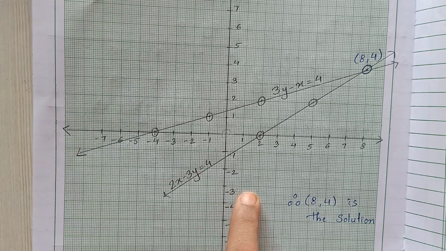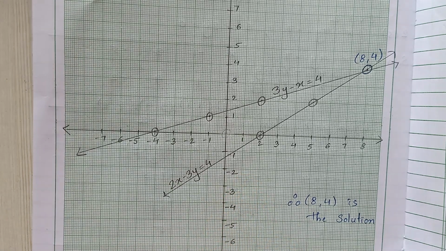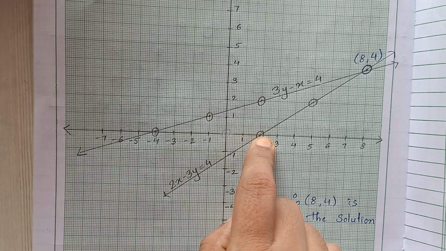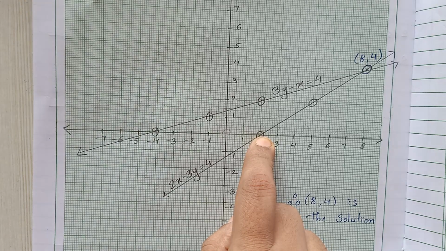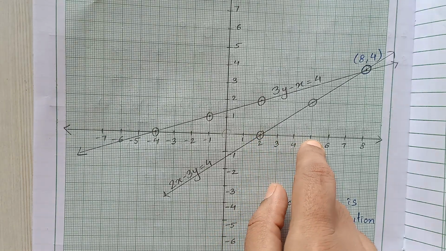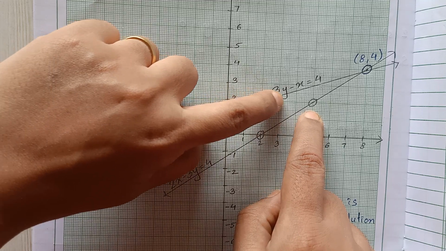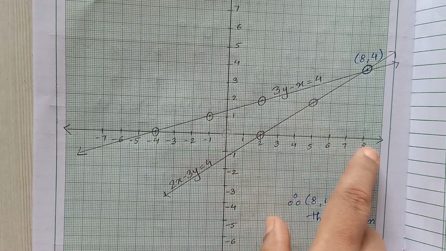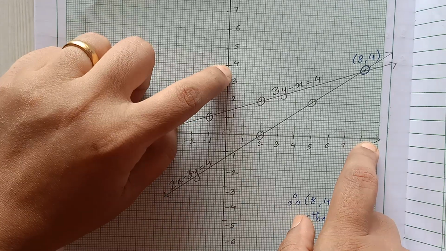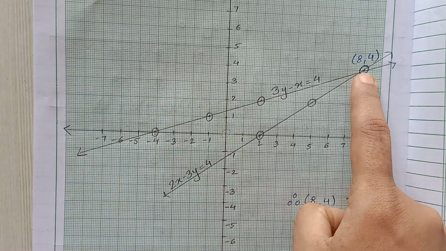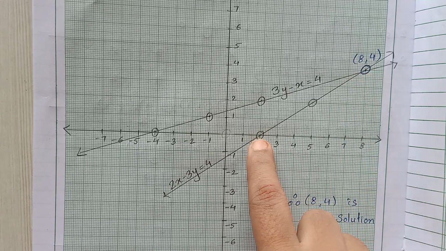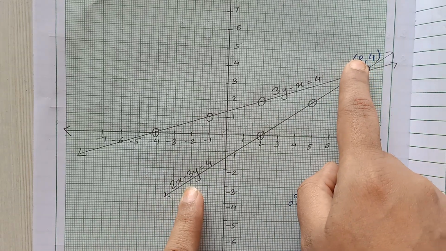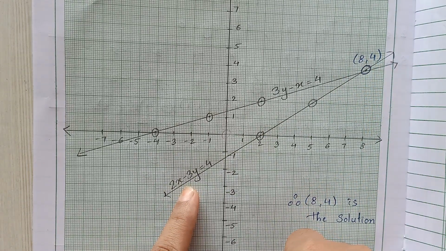The first point that we plot in the first table was 2, 0. X coordinate 2, y coordinate 0. So this is the point 2, 0. Then 5, 2. X coordinate 5, y coordinate 2. So here, this is the second point. Then third point is 8, 4. X coordinate 8, y coordinate 4, where they meet here. So this is the third point, 8, 4. First point, second point, third point, join them, you get the first line, 2x minus 3y equal to 4.